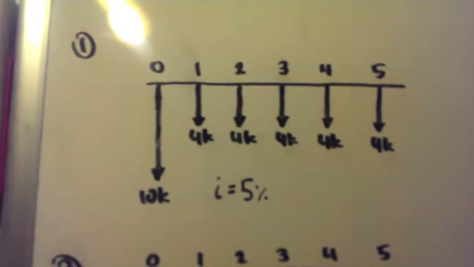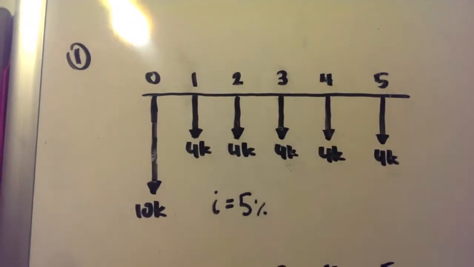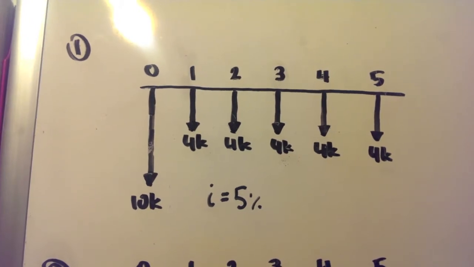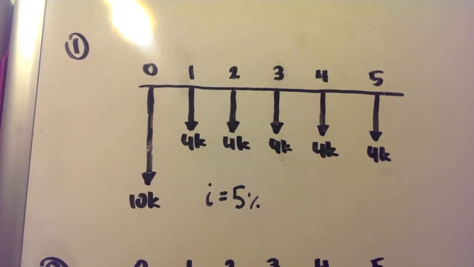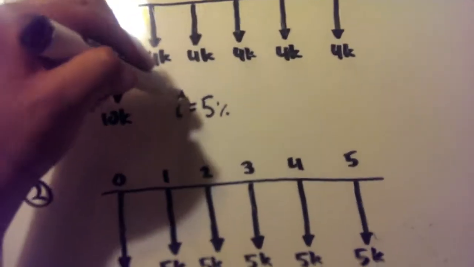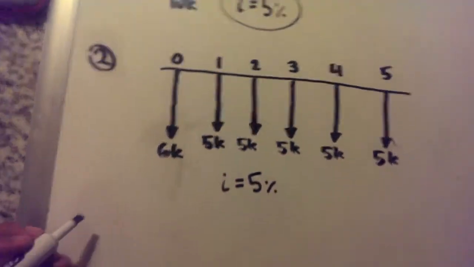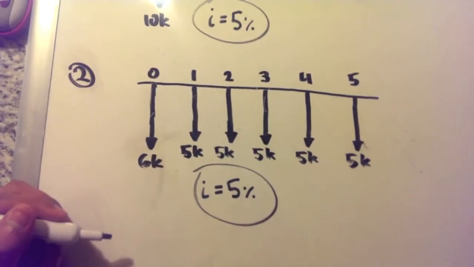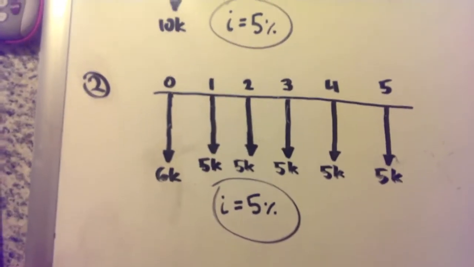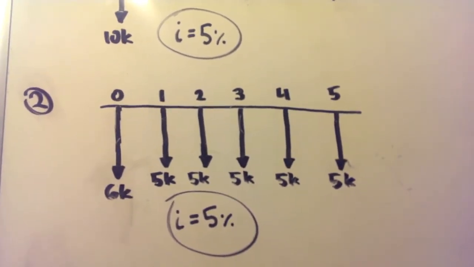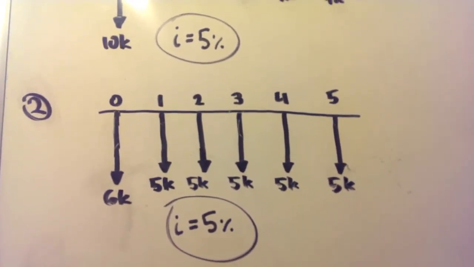Now we can take a look at our two scenarios. Scenario 1 shows us an initial payment of $10,000 and a recurring payment of $4,000 for 5 years with an interest rate of 5%. Scenario 2, very similar, with an interest rate of 5%, will be an initial payment of $6,000 with a recurring payment of $5,000 for 5 years.